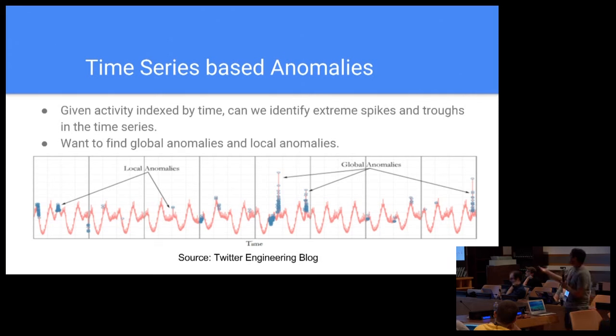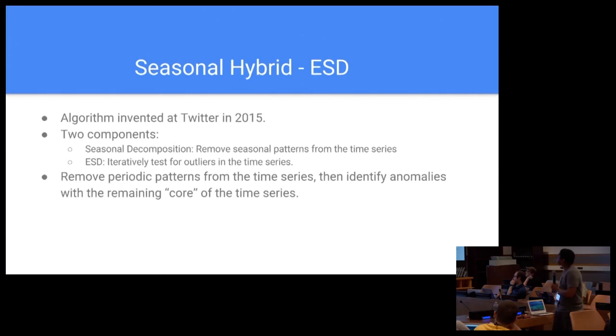This Twitter engineering blog shows that global anomalies are these huge spikes up there, whereas the local anomalies are sort of normal compared to the global picture, but within their specific time section, they stand out. And so this algorithm is called the seasonal hybrid ESD, or the seasonal hybrid extreme studentized deviate. This algorithm was invented at Twitter, and they released it last year.